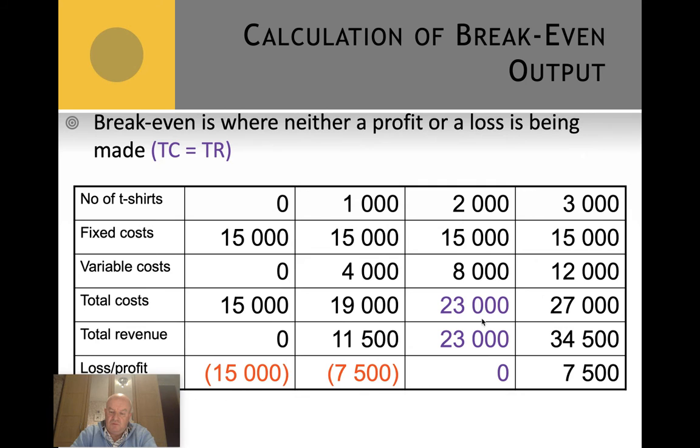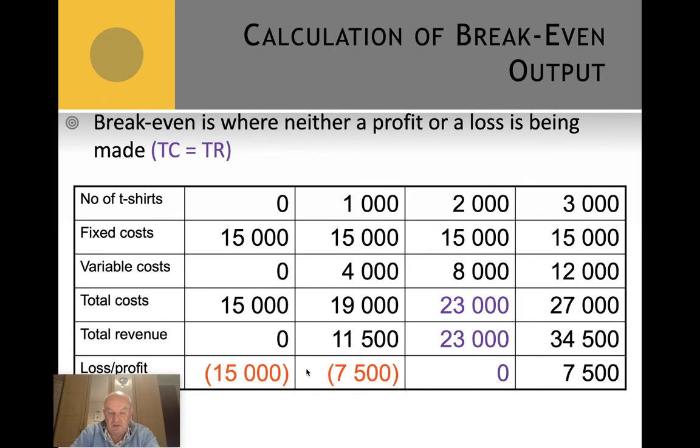Now this is the one that you should probably be most focused on, because in this instance we've got £15,000 worth of fixed cost, and £8,000 worth of variable cost. We've achieved, in this case, 2,000 units, sold at £11.50 each, and you can see our total cost is £23,000. And based on our £11.50 selling price, we're achieving £23,000 worth of revenue. So that is the point, 2,000 units, where we're actually breaking even, where our total revenue equals our total cost.